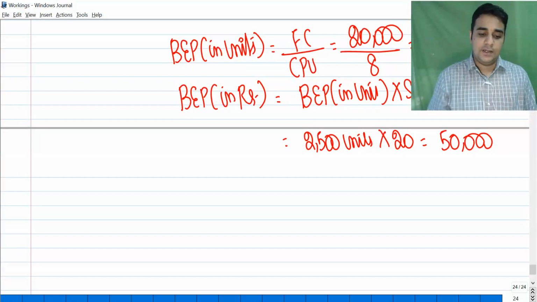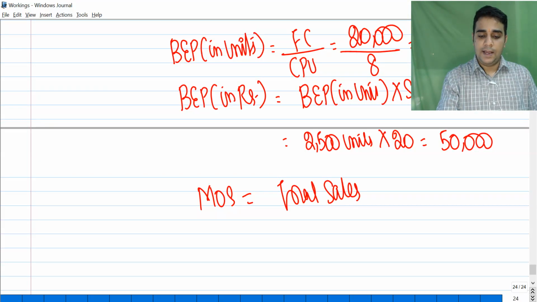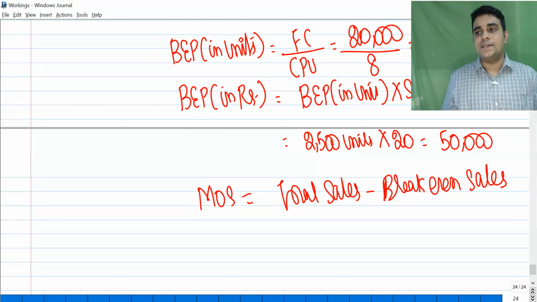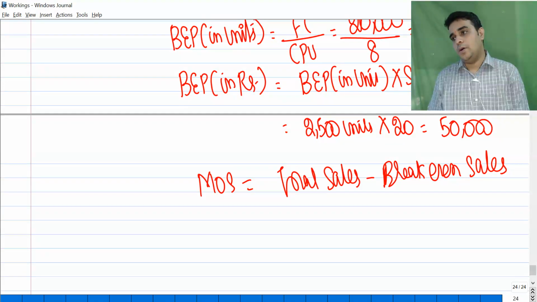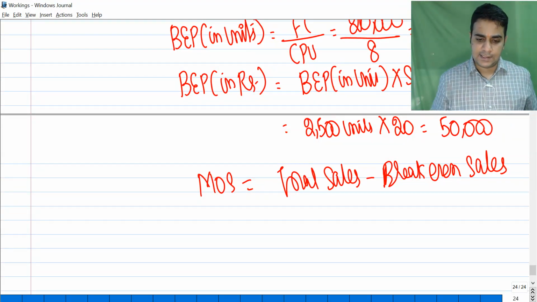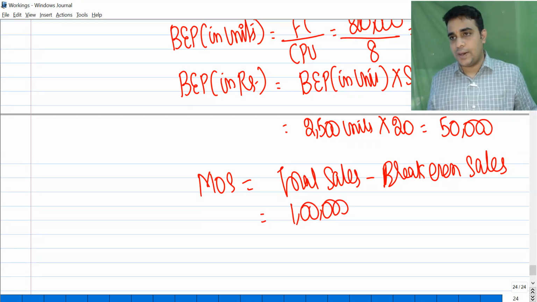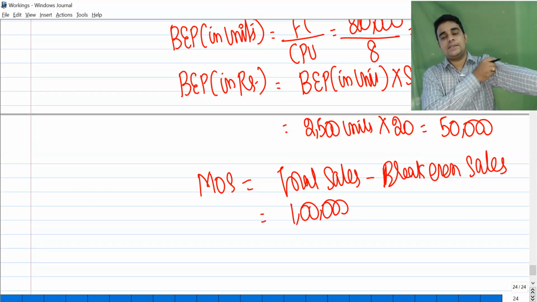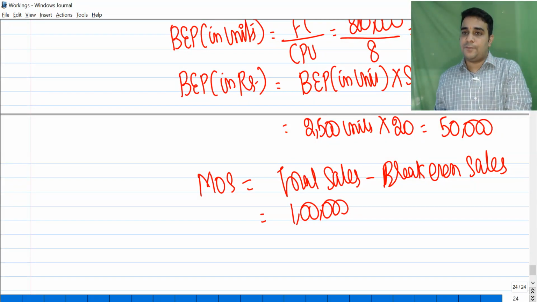So margin of safety is equal to total sales minus break even sales. Total sales minus break even sales. Sales given in this part is 1 lakh. Originally also it was 1 lakh. They can change anywhere. They can make this time 1 lakh 50 also if they want. They can ask what is the margin of safety when the actual sales is 1 lakh 50,000.